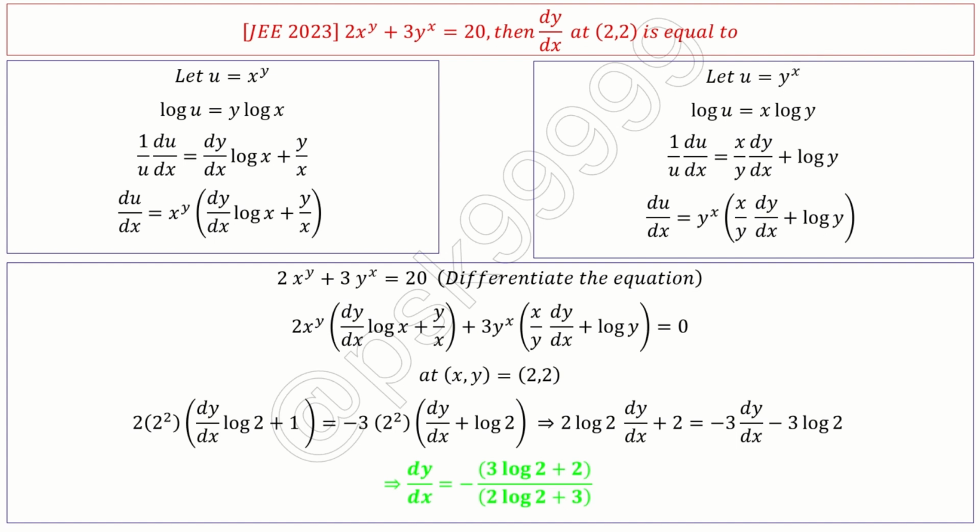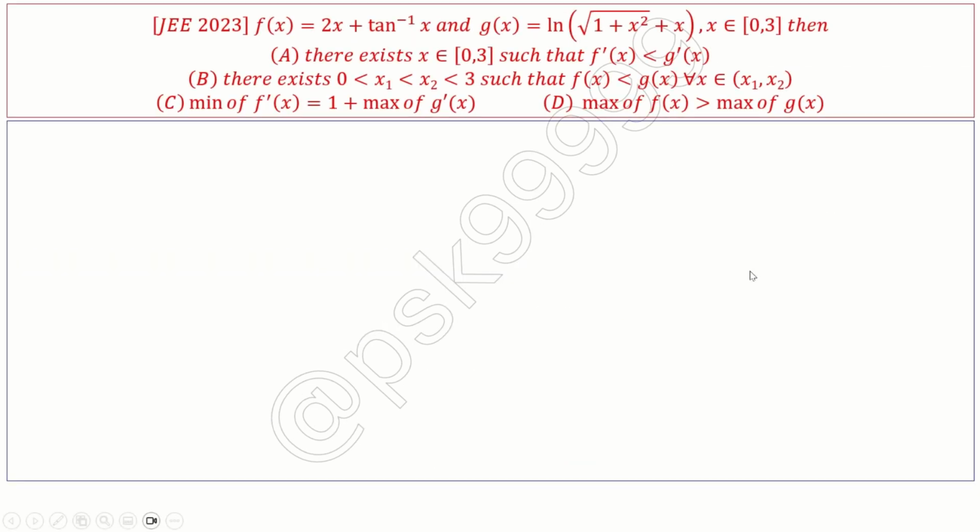This is the answer. Next, f of x is given as 2x plus tan inverse of x, and g of x is given as log of (square root of 1 plus x square, plus x), where x belongs to 0 to 3 inclusive. Then which of the options is correct? To understand these options, we need f dash x and g dash x.